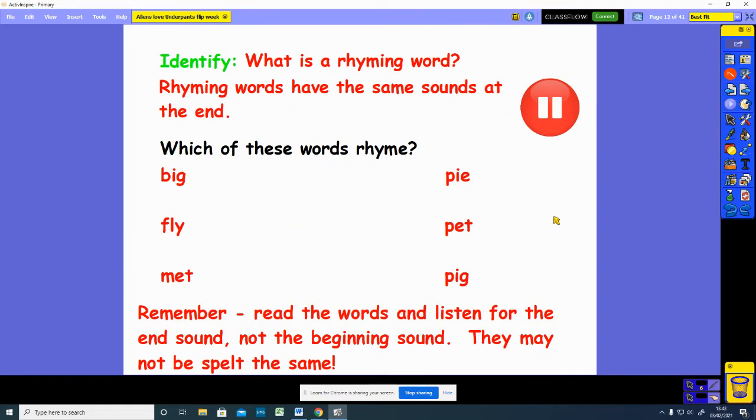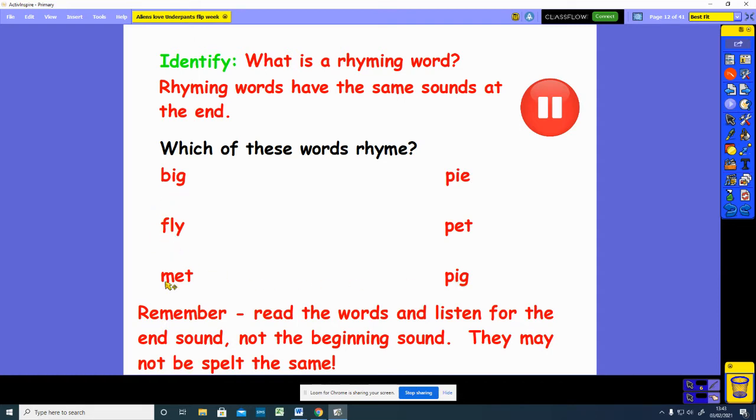So, as I said, poems for children often include rhyming words. They don't have to, and your poem does not have to rhyme. But if you do want your poem to rhyme, it's a good idea to go over what rhyming words are. So let's identify what is a rhyming word. Rhyming words have the same sounds at the ends of them. So which of these words rhyme? We'll read the words together, and then you can press your pause button and work out which words on this side of your board rhyme with the words on this side. So let's read them first.